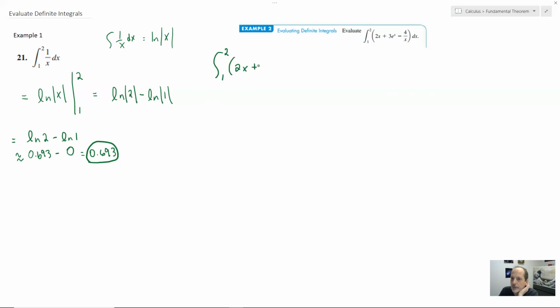It's 2x plus 3e to the x. Any questions so far? Minus 4 over x dx. All right, so I'm going to put some properties together all at once here and split this out and make that 2 times integral from 1 to 2 of x dx. So that's this part. Plus 3 times integral from 1 to 2 of e to the x dx. Minus 4 is on top, so that's 4 times integral 1 to 2, 1 over x dx.